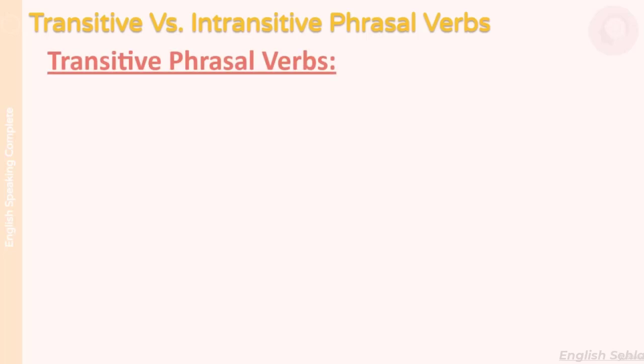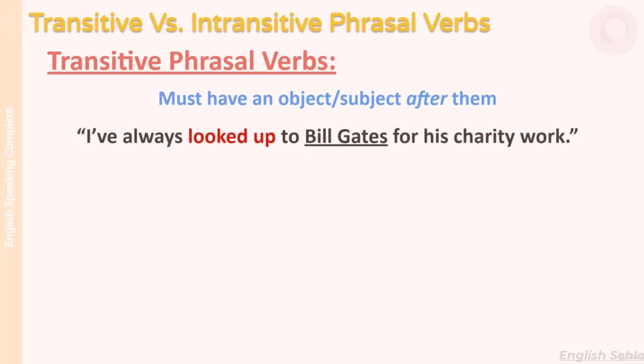So a transitive phrasal verb must have an object after it. It needs to come with an object. Here's an example. I've always looked up to Bill Gates for his charity work. Now, I need this, in this case, it's a person who is the object, Bill Gates, looked up to Bill Gates.